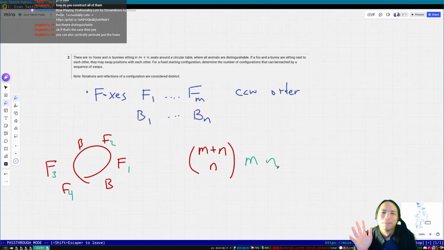Okay, wait. I have to be a little bit careful, because if m equals 0 or n equals 0, and the problem should say whether m and n are positive or not. If one of the variables is 0, then there are no moves possible at all. If either of the variables has at least 1... I think that's the answer? You're correct that you can cyclically permute the foxes. That is true.